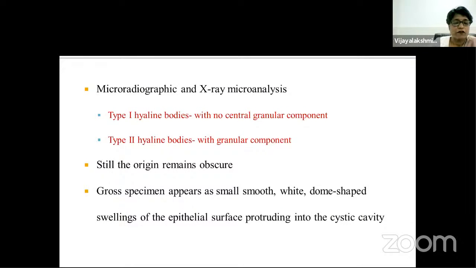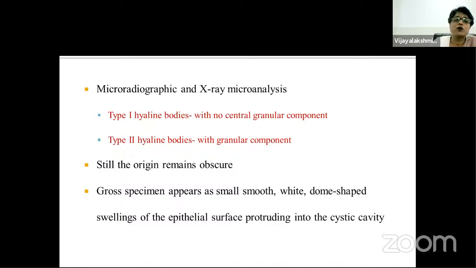In X-ray microanalysis, they found presence of macrophages, erythrocytes, and degenerating epithelial cells in the cyst epithelium. And these degenerated cells were undergoing a degree of homogenization. Depending upon that degree of homogenization, that is the presence of granularity and absence of granularity, they divided these hyaline bodies into two types. That is type 1 hyaline body with no central granular component that occurs due to homogenization of these degenerated cells, whereas type 2 was associated with granular component. But still, the origin remains unclear or obscure about Rushton bodies.